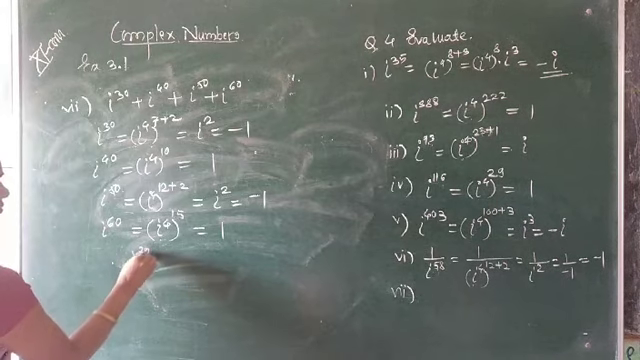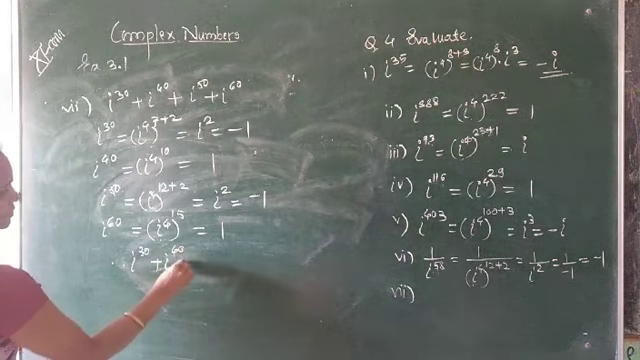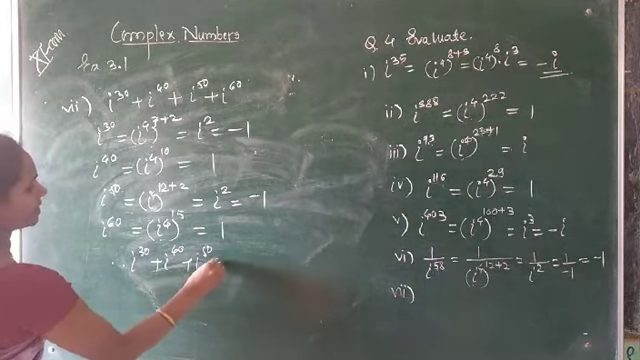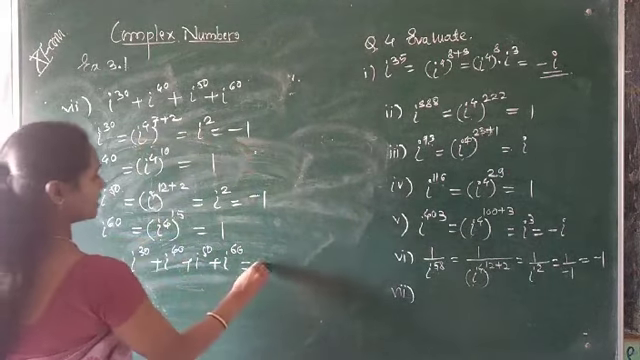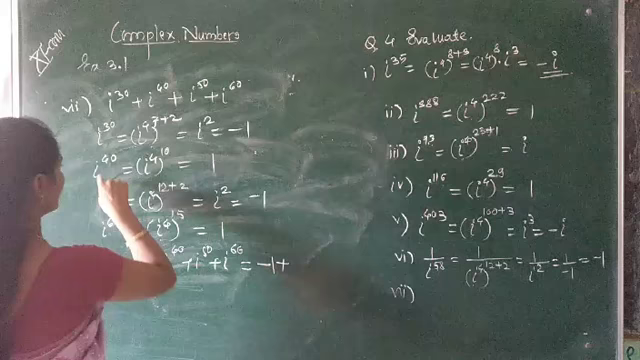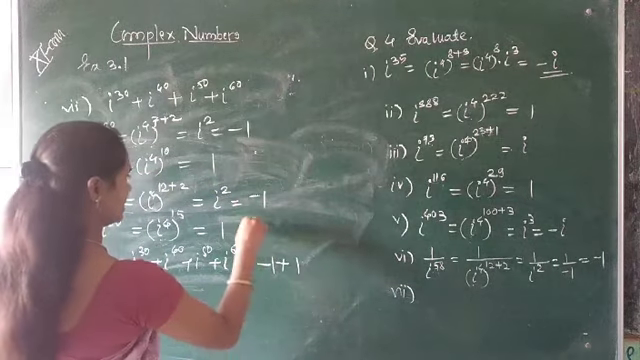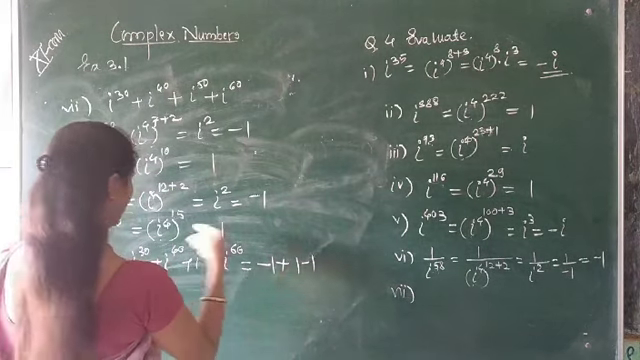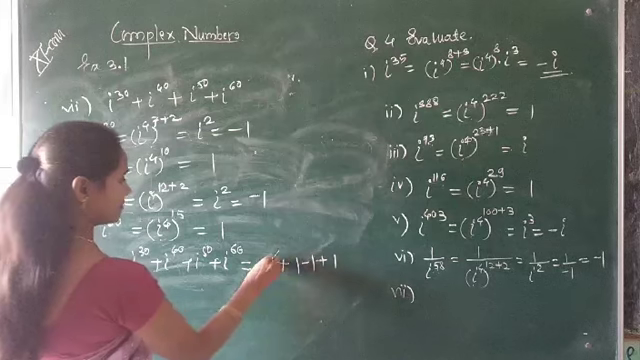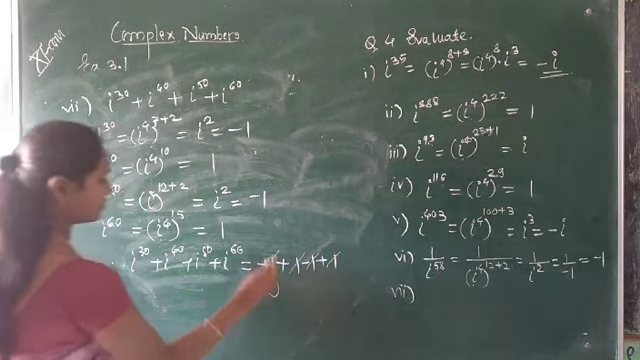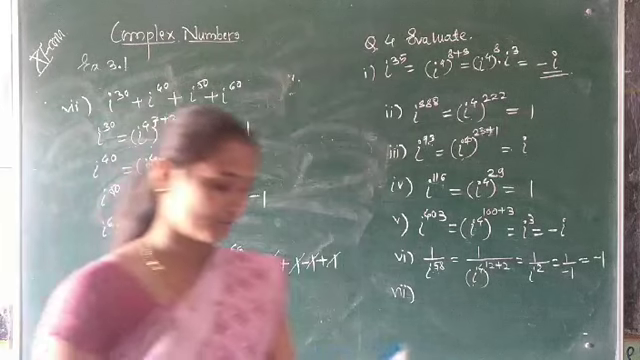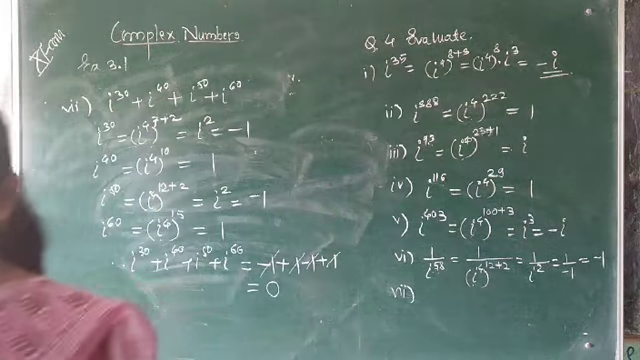Therefore I raised to 30 plus I raised to 40 plus I raised to 50 plus I raised to 60 is equal to value of I raised to 30 minus 1 plus I raised to 40 plus 1. Again 50 minus 1, and 60 plus 1. Minus 1 plus 1, minus 1 plus 1, which is equal to 0. Since the answer of our question number 7 is 0.